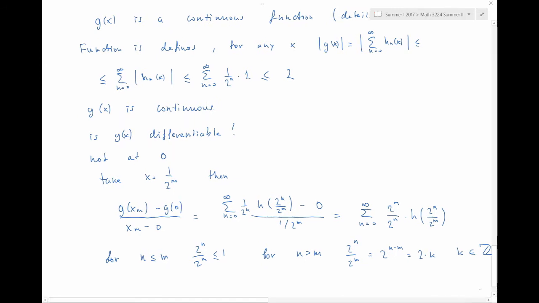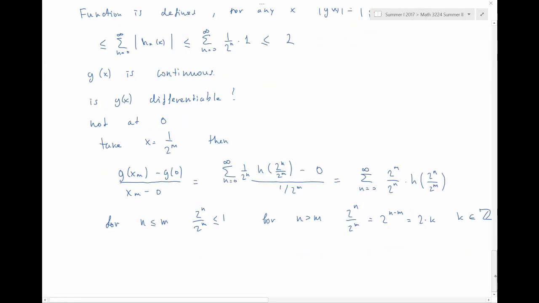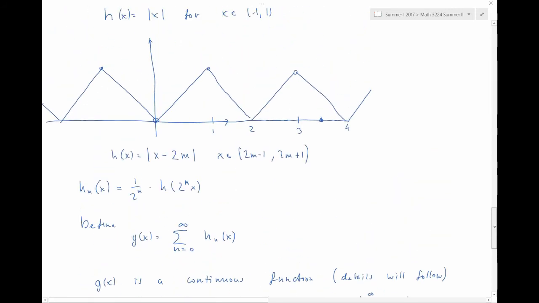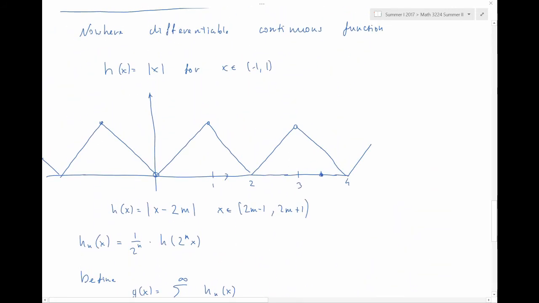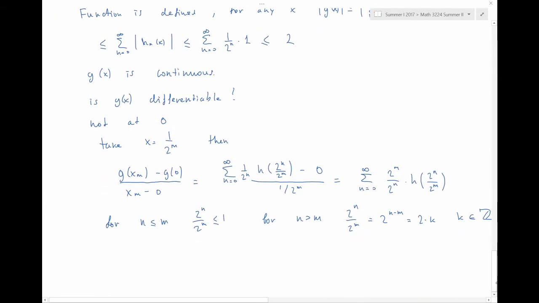Yes, I know that it's going to be a power of 2, but that's not important. What is important here is that it's going to be an even point, and at each even integer, h is exactly 0. So it turns out that the sum is going to be finite.